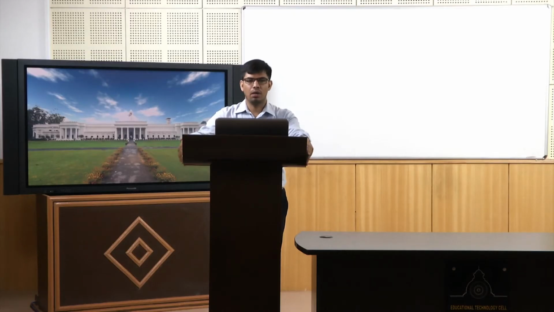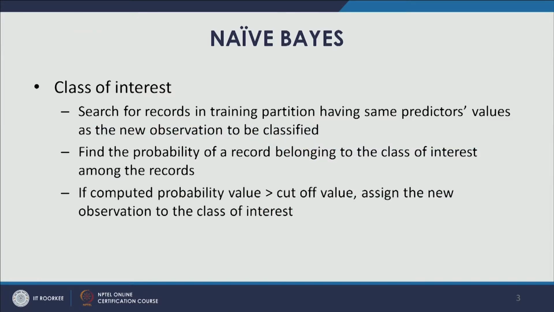Then, as we discussed before, this computed probability value for the identified records will be compared with the user-specified cutoff value from step 1, and if it is greater than that, then the new observation is going to be assigned to the class of interest.